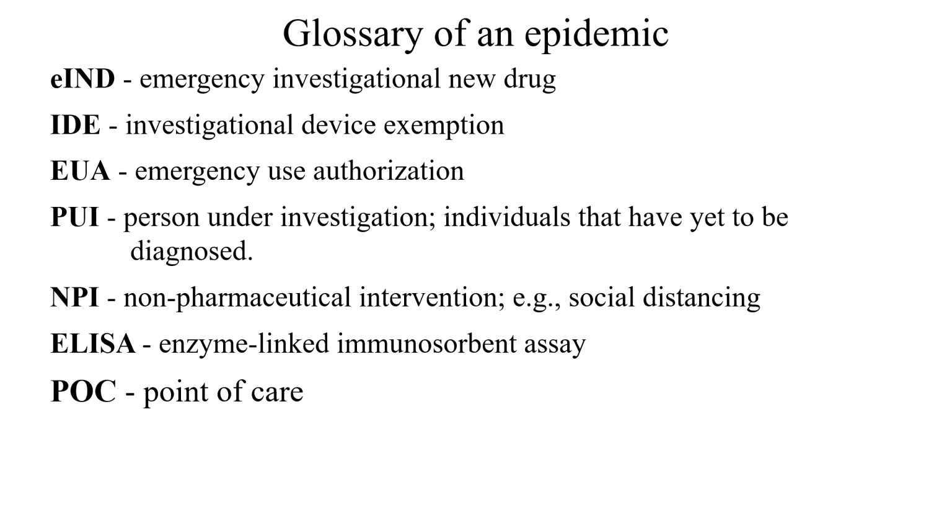PUI, persons under investigation, or individuals that have yet to be diagnosed. NPI, non-pharmaceutical intervention, for example, social distancing. ELISA, enzyme-linked immunosorbent assay, is a test that is used in order to look for antibodies. And POC, very simple, it's point of care, meaning a test that we can do chairside.